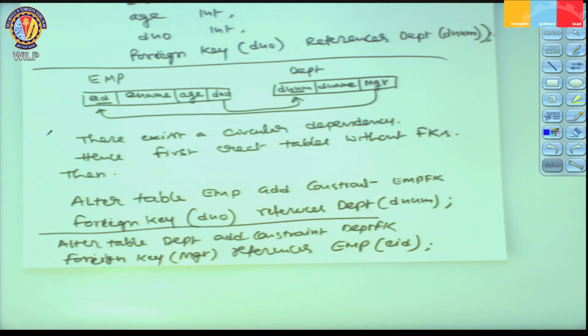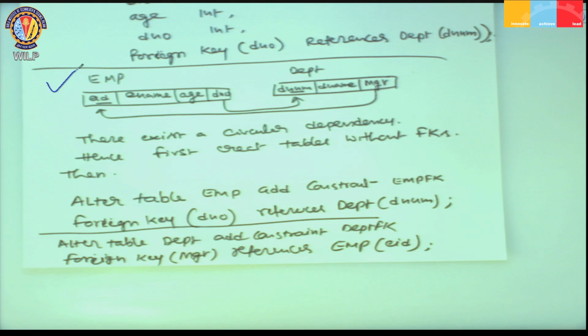if I consider this second example, I have employee table and department table with respective fields: employee ID, ename, age, and then DNO, which is a foreign key pointing to DNUM, the primary key of the department. Then I have DNAME in department and then manager, which indicates who is the manager of the department. Here DNO is a foreign key pointing to this, and manager in department table is a foreign key pointing to primary key EID of the employee table. Then both are dependent, there is a circular dependency.